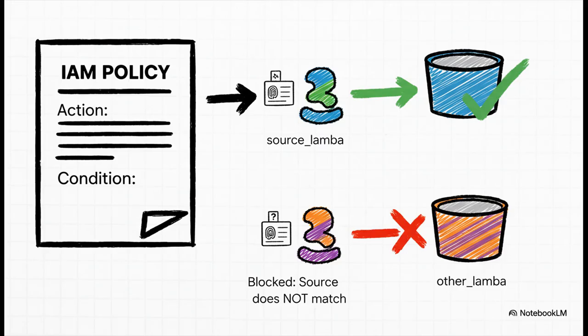So check out this policy. This would be inside an execution role. It allows the S3 PutObject action, right? But look at that condition. It says this action is only allowed if the request is coming from the code of one very specific function, source Lambda. Any other function that tries to use this role for that action, denied. It's an incredibly powerful way to get fine-grained control.